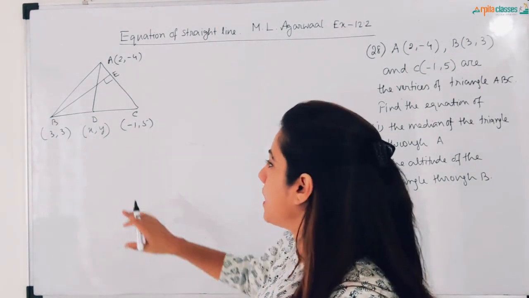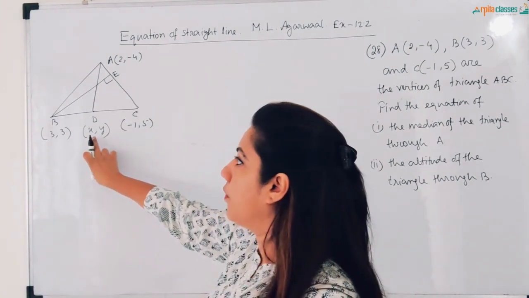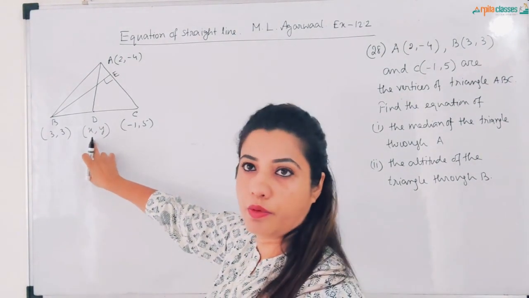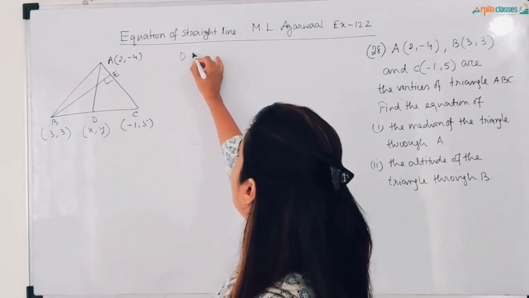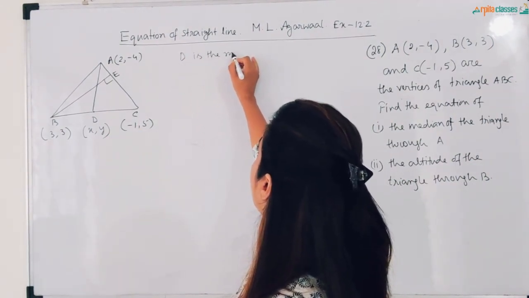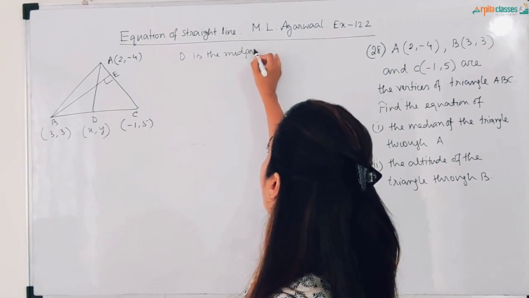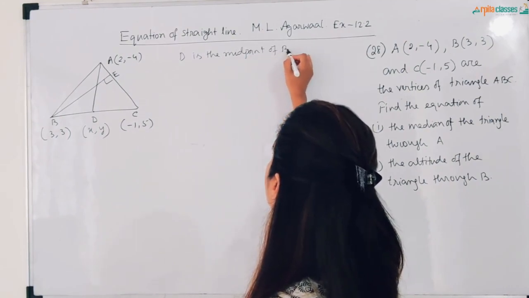Okay. So first let us find out the median. So for that we need D, the coordinates of D. D is the midpoint of BC. So here you write down D is the midpoint of BC.